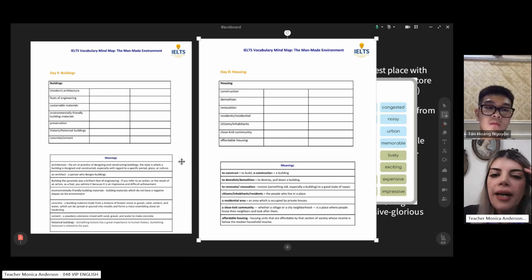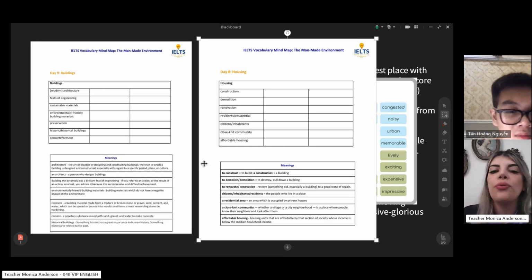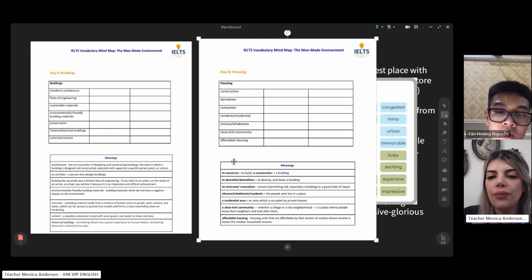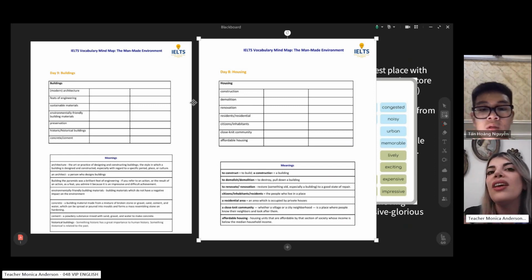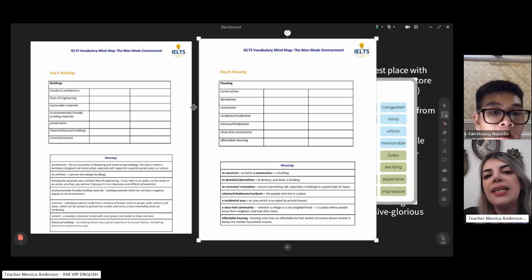To renovate means to restore, renew, recreate, rebuild. And renovation is the noun. Citizen: instead of citizen, you can use inhabitants or residents, people who live in a place. And residential, for example, a residential area is a place that people live in. Citizens and inhabitants are the same as residents.